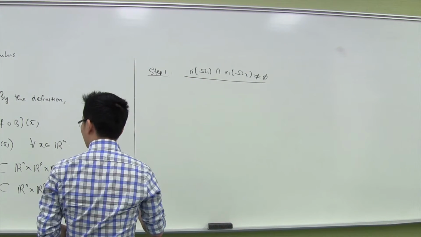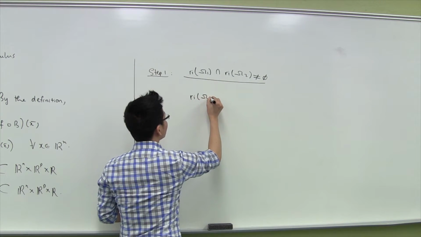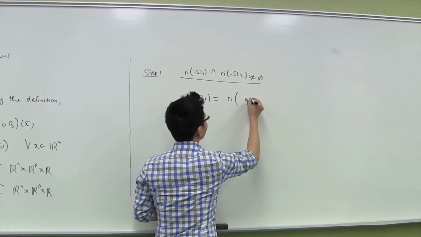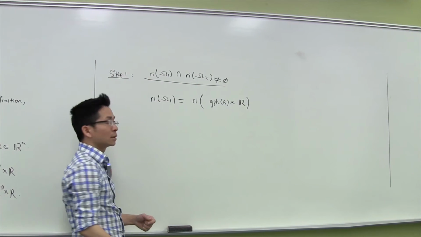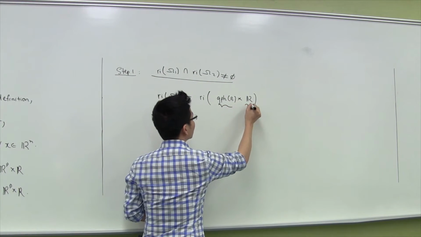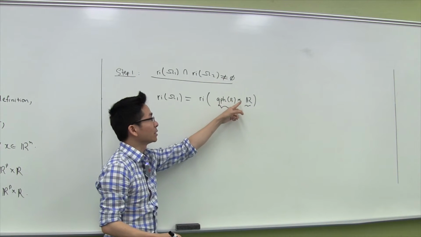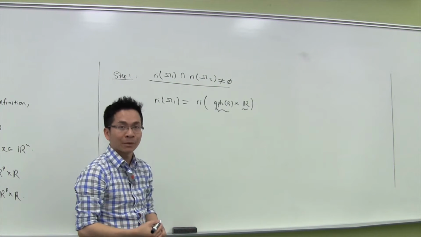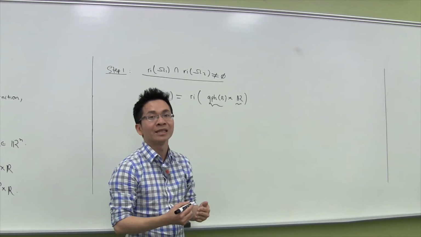In order to do so, let's look at the relative interior of omega 1. This is the relative interior of the graph of B times R. The relative interior of this Cartesian product is the relative interior of the first set times the relative interior of the second set. Note that B here is an affine mapping. We can always see that the graph of B is always an affine set.